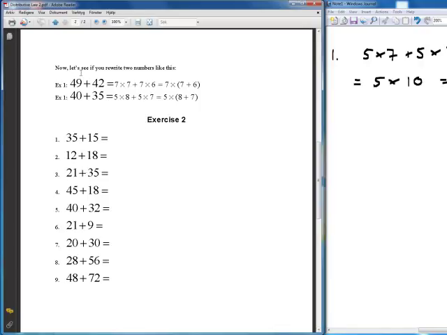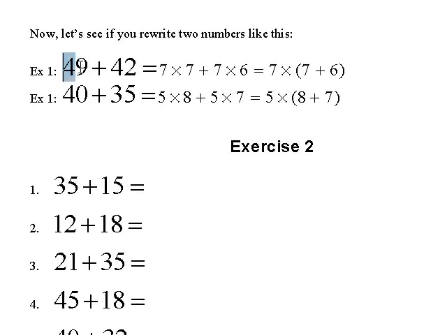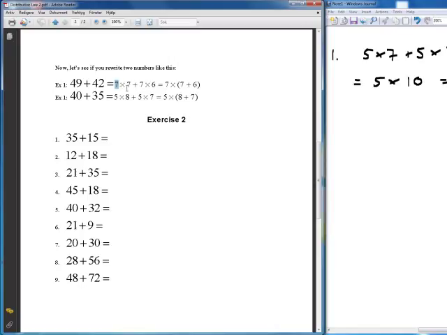Okay, now let's see if we can rewrite two numbers, for example 49 and 42, as products, and then using the distributive law, write them like this. So first of all, we have to find two factors. 7 times 7 is 49. 7 times 6 is 42. And we have to find factors so that we have one number here and the same number here. And 7 works fine. So we write 7 here. And then, remember, if we take this 7 and this 7, then we have 7 and 6 within the brackets.